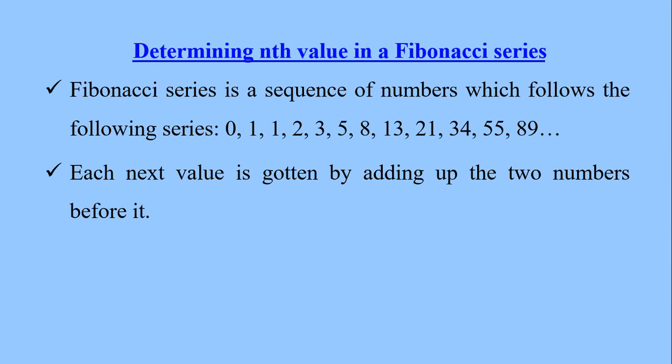In other words, to get values in a Fibonacci series, what we do is simply add the first 2 numbers. For example, if we add 0 plus 1, we get 1. Then 1 plus 1, we get 2. Then 1 plus 2 is 3. 2 plus 3 is 5.